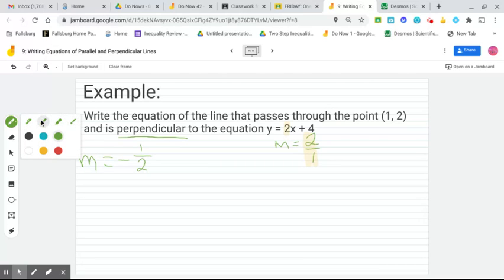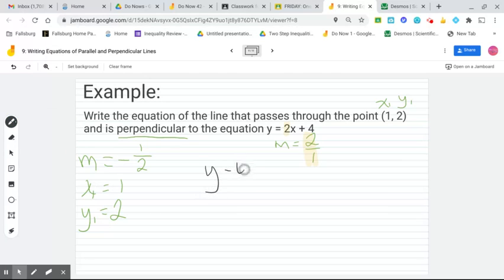Now we're just going to label x1 and y1. So that comes from the point that we are given, (1, 2). So x1 is 1, y1 is 2. From here, we're going to plug it into our point slope formula. y minus y1 equals m times x minus x1.